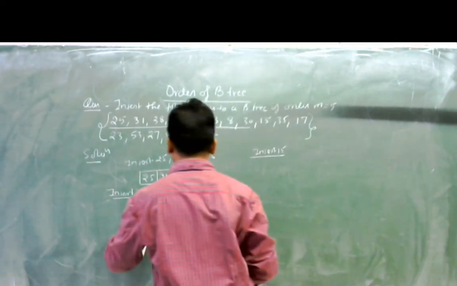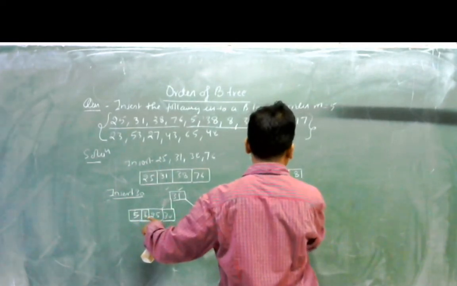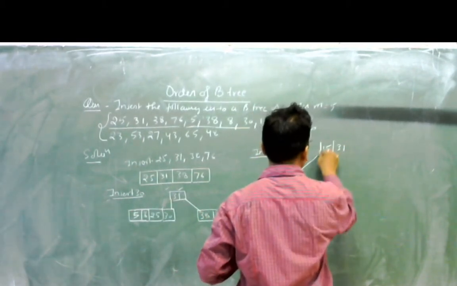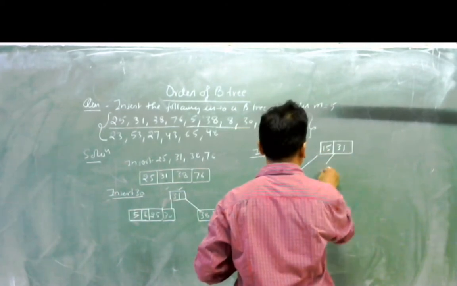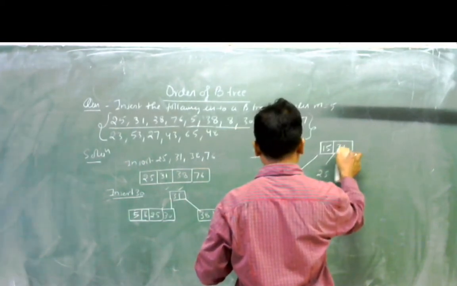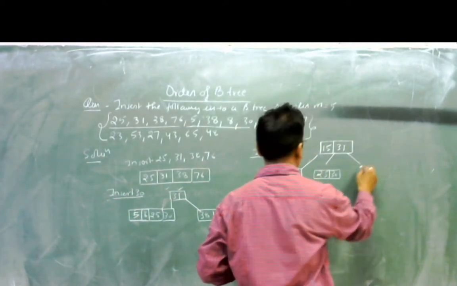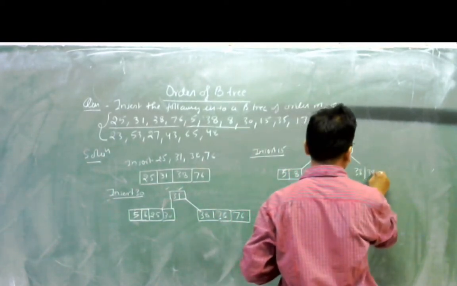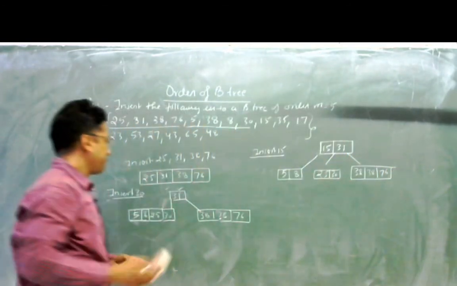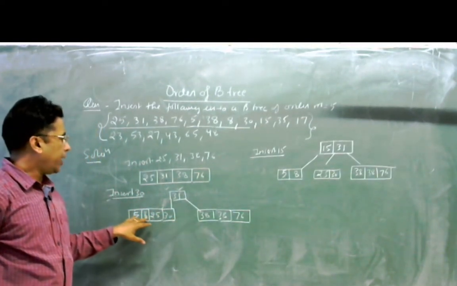Then we will try to insert 5 and 8, then 15, 31 and 25, 25 and 30 and, right, this 38 and 76, right? Here the splitting took place in this node.